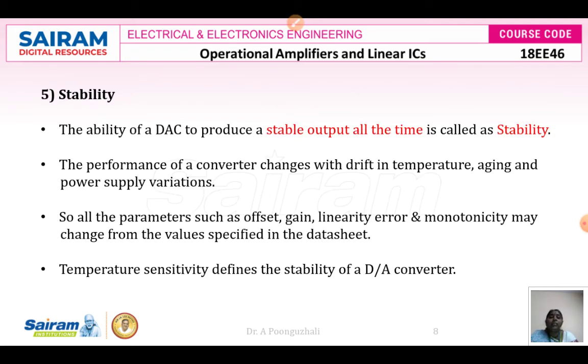Next is stability. Stability is the ability of the DAC to produce a stable output at all times. The performance of a converter is going to change with drift in temperature, aging and power supply variations. All the parameters such as offset, gain, linearity error and monotonicity may change from the value specified in the data sheet. So temperature sensitivity is going to define the stability of the D2A converter.